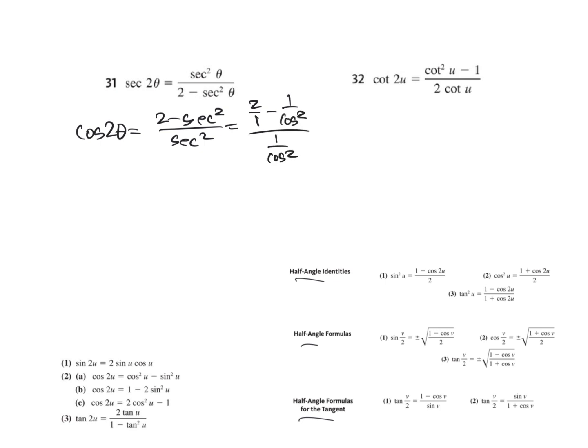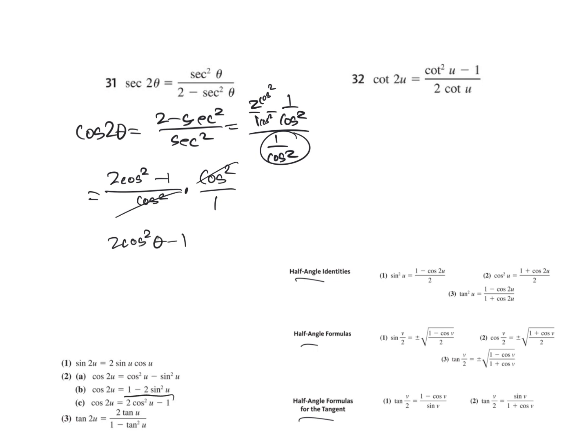Okay, and get multiplied by cosine squared on the top and bottom here, and we get 2 cosine squared of theta minus 1 all over cosine squared of theta. And we're going to multiply by the reciprocal, and the cosine squareds cancel out. And we have 2 cosine squared of theta minus 1, which at the bottom here is cosine of 2 theta. Check. Right side is the same as the left side.